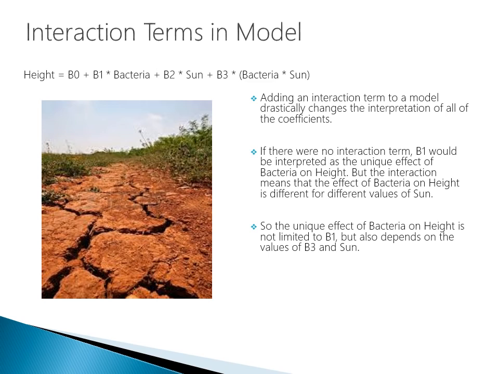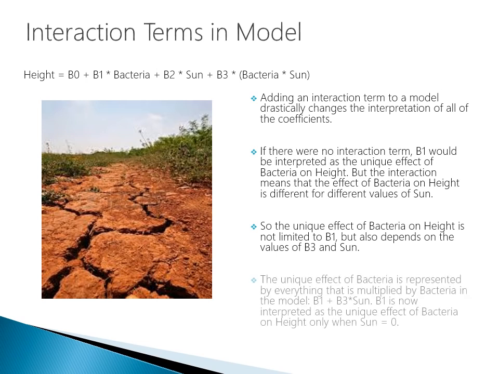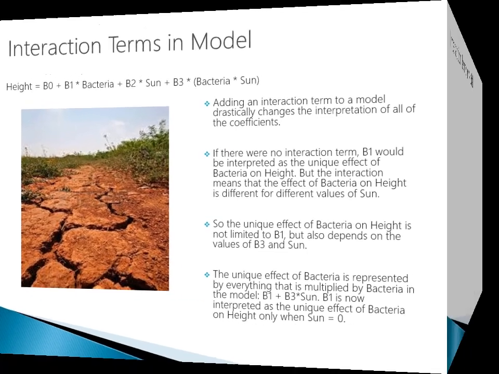And this is kind of a tricky concept to grasp, so if you're going to use interaction terms, just pay close attention here. The unique effect of bacteria is represented by everything that is multiplied by bacteria in the model. So beta 1 plus beta 3 times sun. Beta 1 is now interpreted as the unique effect of bacteria on height only when sun is equal to 0.